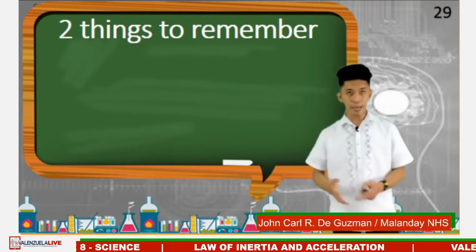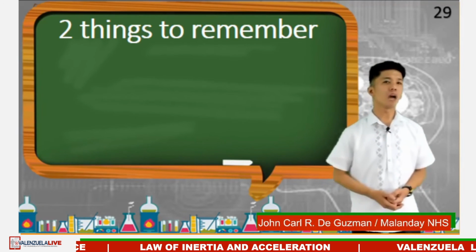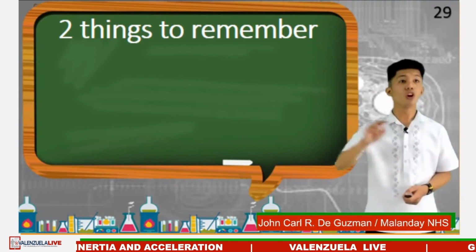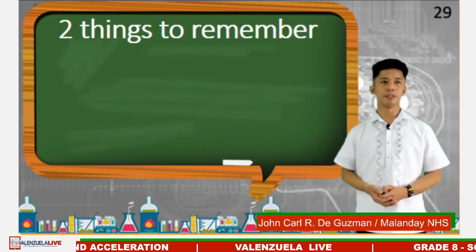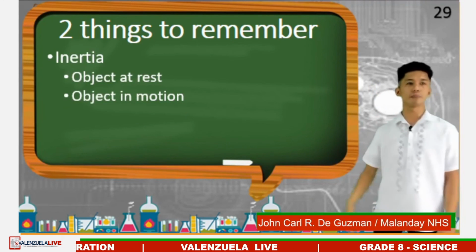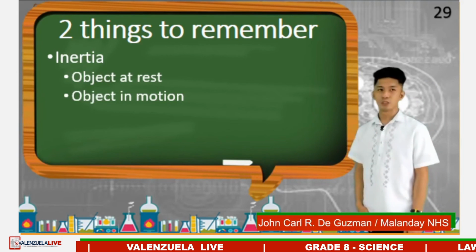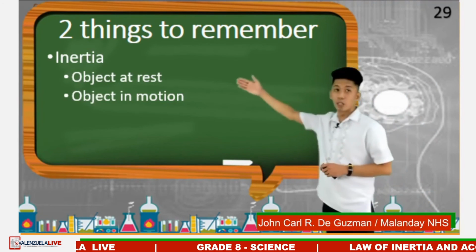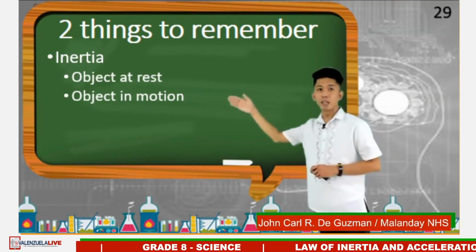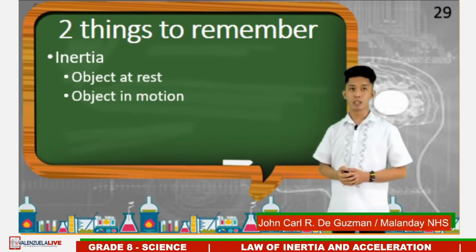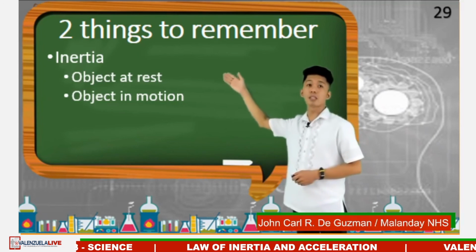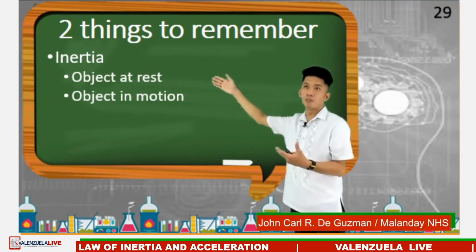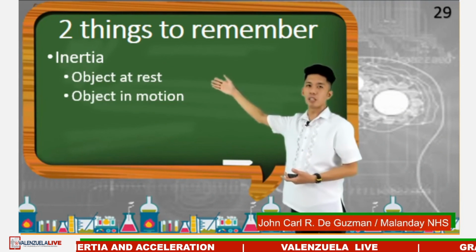Now, before we end this discussion, I want you to remember two things. The first one is about inertia. The two things that you need to remember in inertia are an object at rest and an object in motion. An object at rest will remain at rest. It will not be moved, not unless there is an external unbalanced force on it.